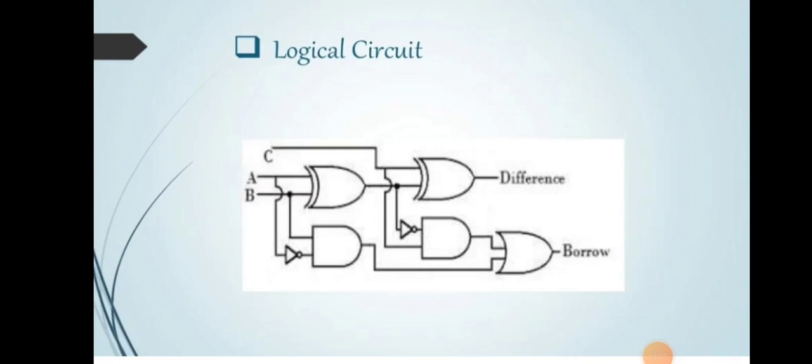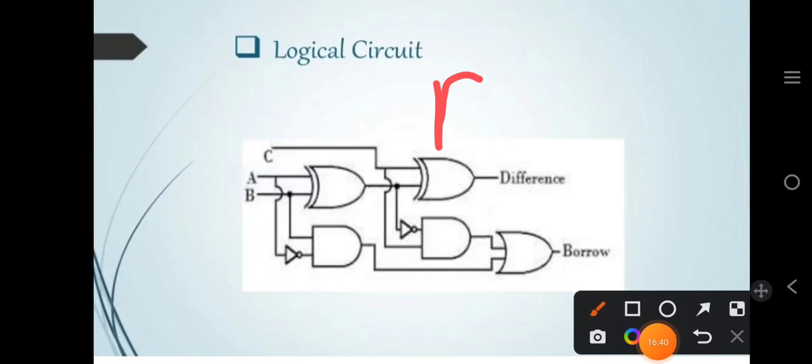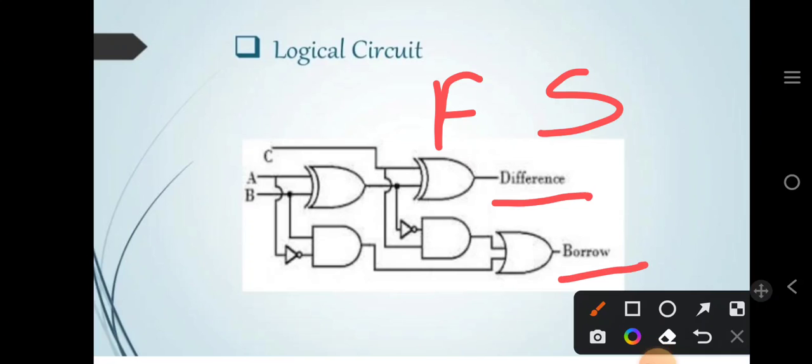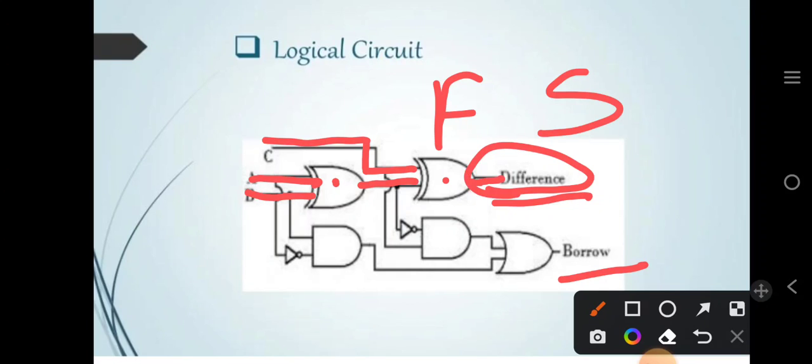Now the last step is to draw the logic circuit for this, the full subtractor. We have two equations, the difference and the borrow. Now what was the difference? It is A XOR B XOR C. So first A and B are given to one XOR gate. This output is taken and given to the next XOR gate, and the third variable is given here. So A XOR B XOR C is taken here as the difference.